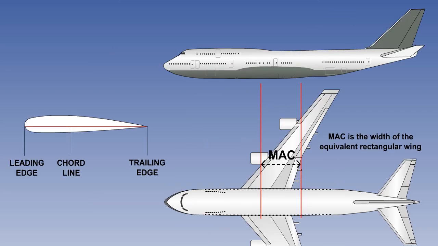Before we proceed with examples, the definition of a chord and mean aerodynamic chord must be understood. The chord line is a straight line joining the leading and trailing edges of the wing. The mean aerodynamic chord is the length of the chord of a rectangular wing, with the same area and having the same aerodynamic characteristics as the original wing.